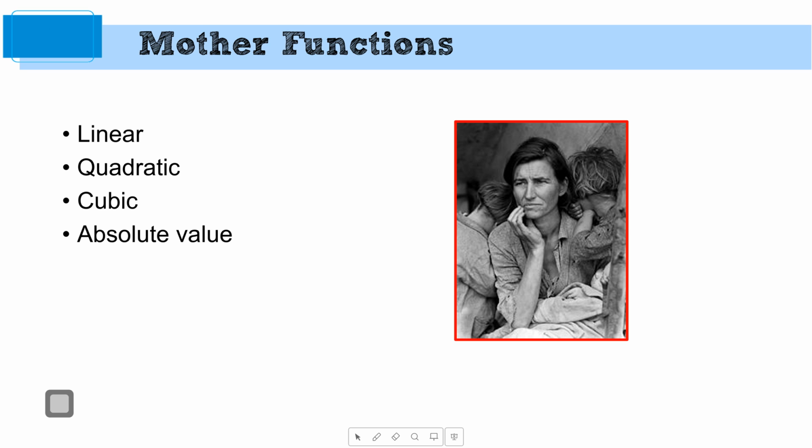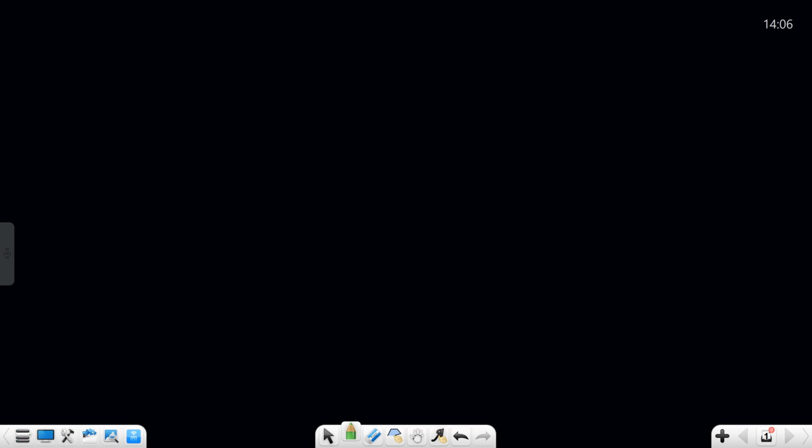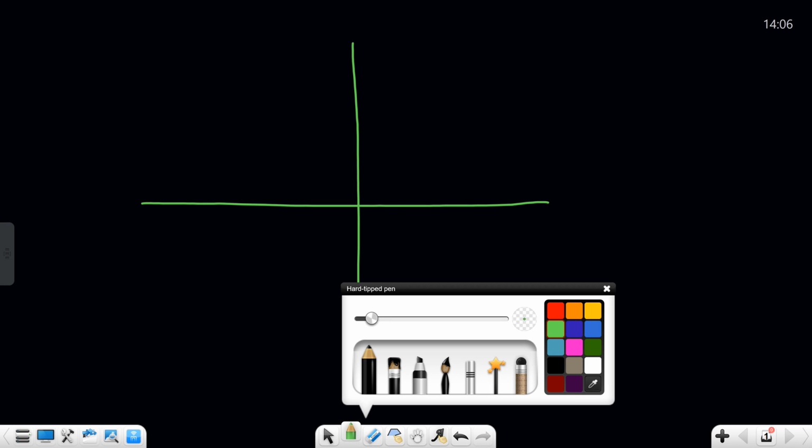However, do you know why it looks like a V? And this is kind of important as to what we're going to do in the future. So here's the graph of an absolute value.